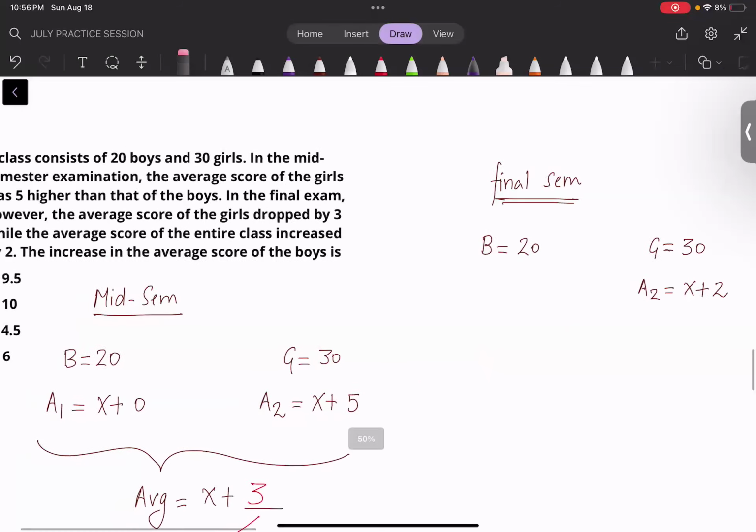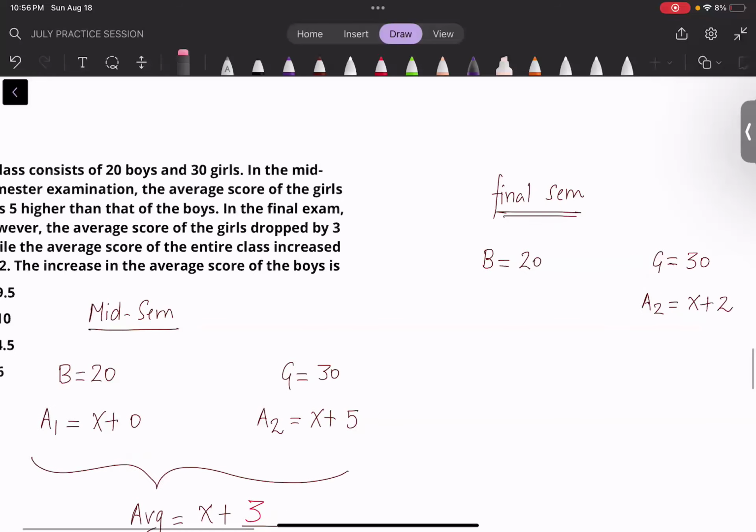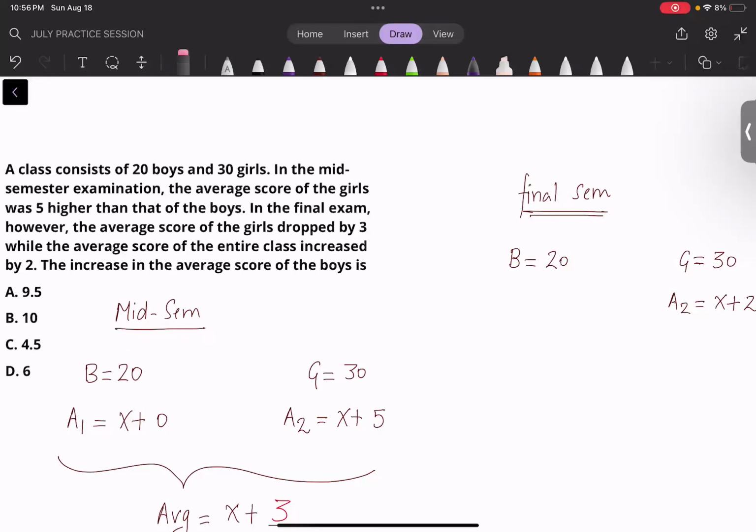All right. What about the boys? Boys, we don't know. Okay. So let's write for the boys. For the boys, we don't know. X plus something it is. We don't know. Okay. Who said it is same? Nobody said it is same. Okay. It is not same.